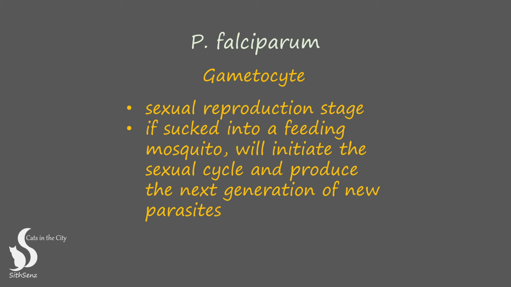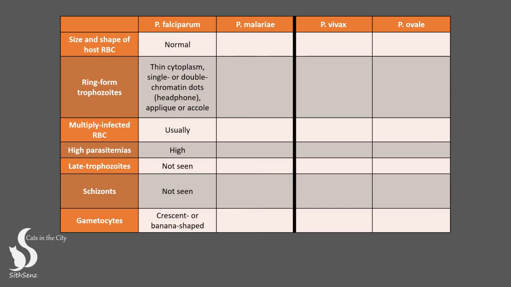Wow, that's a lot to take in. And it's only one of the malaria parasites infecting human beings. Yes. Why don't you try to summarize the key points in identifying Plasmodium falciparum? Okay, I'll give it a try. Let's start with the size and shape of the host RBC. The size and shape is normal, similar to uninfected RBCs. The trophozoites have thin cytoplasm, single or double chromatin dots, and we can also see applique or accole forms. RBCs can be infected by more than one trophozoite. As such, the infection usually ends up with high parasitemia. We can also see the gametocytes, which are banana-shaped.